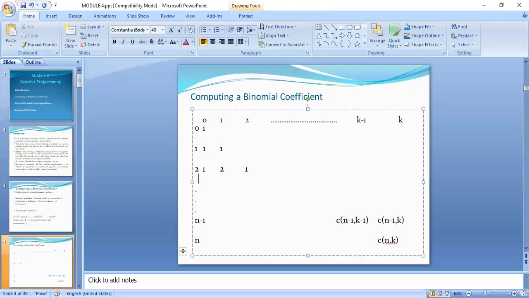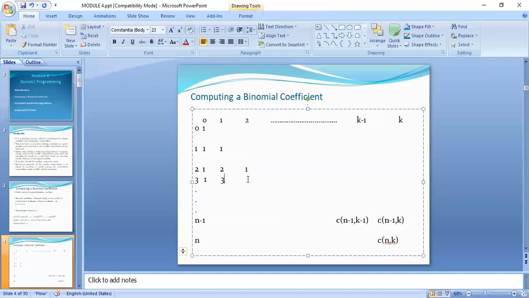Now we can see the calculation for row 3. The value of 3 comma 0 is 1 itself, there is no change. Now, what will be the value of 3 comma 1? You find 3 comma 1 as C of n minus 1 comma k minus 1, that is 2 comma 0, which is 1, plus C of n minus 1 comma k, that is 2 comma 1, which is already calculated as 2. So the value will be 3.